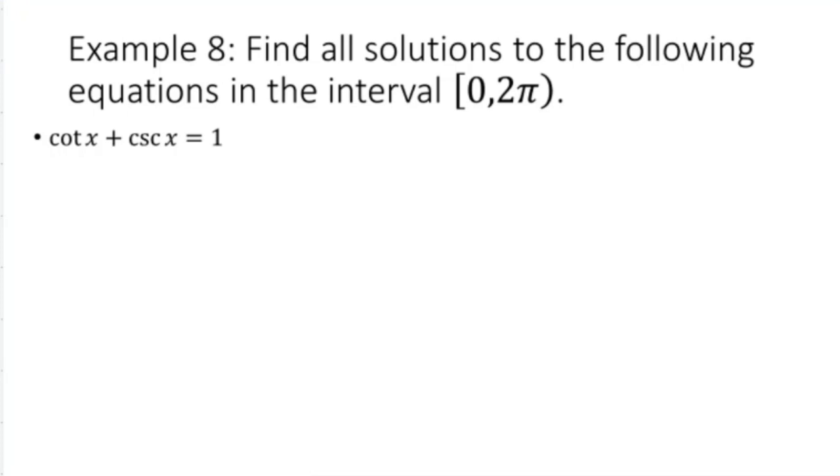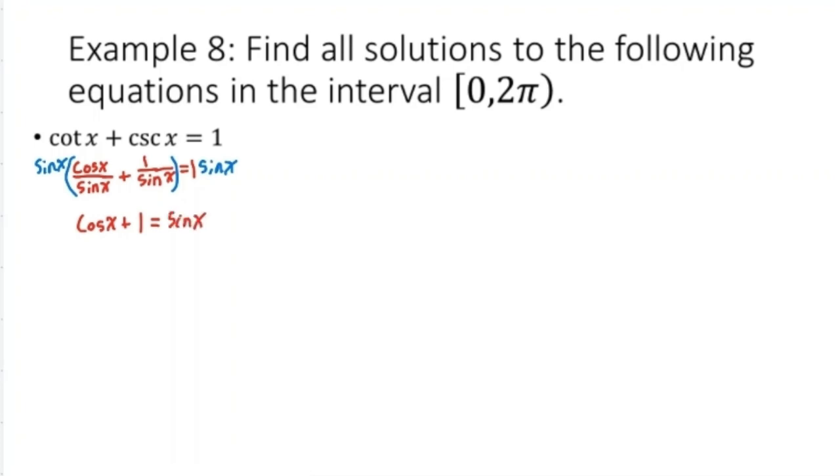We have cotangent of x plus cosecant of x equals 1. With this kind of equation, we have cotangent and cosecant, which we don't necessarily like working with, so we'll rewrite them in terms of sine and cosine. Cotangent of x equals cosine of x over sine x, while cosecant x equals 1 over sine x. From there, we can clear the denominators by multiplying both sides by sine x. On the left-hand side, when we distribute in the sine x, we get cosine x plus 1, and on the right-hand side, we get sine x.